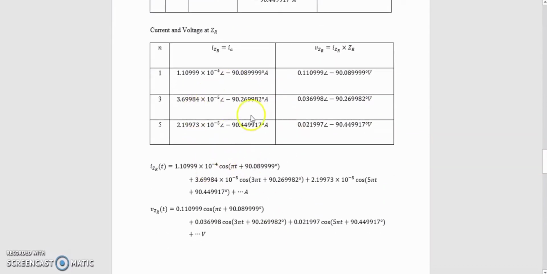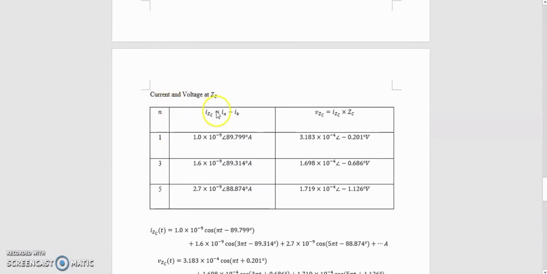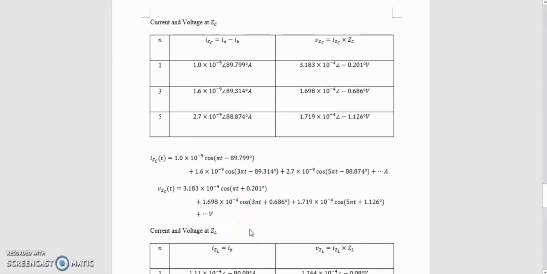And then we substitute the value of current and voltage into the Fourier series equation, which is I of impedance R this and voltage of impedance R is this value. Then we can find current and voltage at the impedance capacitor. For the current on the capacitor, we can use this equation Ia minus Ib and we get this value. Also, we use Ohm's law to get the voltage of impedance C. So we get this value. Then we substitute the value of current and voltage into the Fourier series equation.